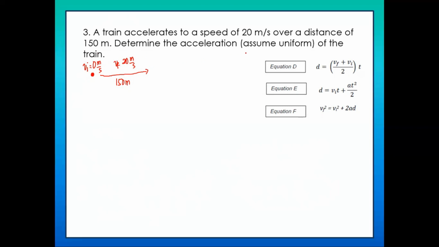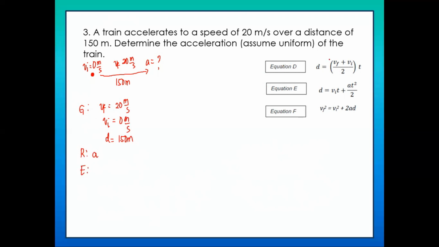So, ang hinahanap natin is the value of the acceleration. Given, V sub F natin, 20 meter per second. A-analyze dapat ng maigi yung problem para hindi nawawala. Okay, para tama ang mga na-identify na values. V sub I, 0 meter per second. Our distance is 150 meters. We are required to compute for the acceleration.